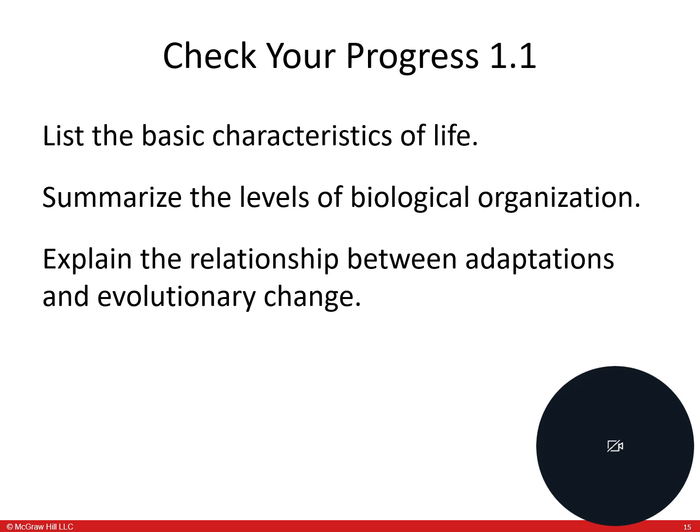All right. So those are the things that we should be able to explain coming out of that first 15 slides, right? So check your progress. Make sure you can list the 6 basic characteristics of life. Summarize the levels of biological organization, right? We had chemicals create cells, cells create tissues, tissues create organs, organs create systems, systems create you, you create populations, populations turn into communities, communities turn into ecosystems, etc.